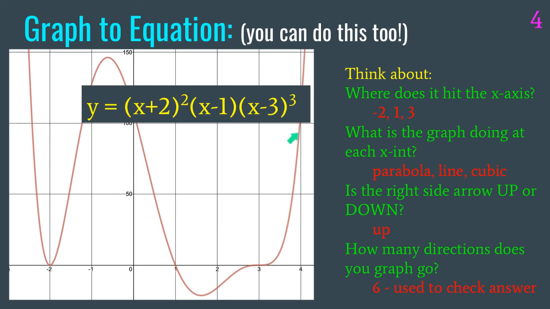Okay. I noticed that the last arrow is up or positive, so I just left this as a plain x... This was x plus 2 squared because it was paraboling at -2. And then it was doing a line at 1. That's why this is x minus 1. And it was doing the cubic through 3. That's why this is x minus 3 cubed.